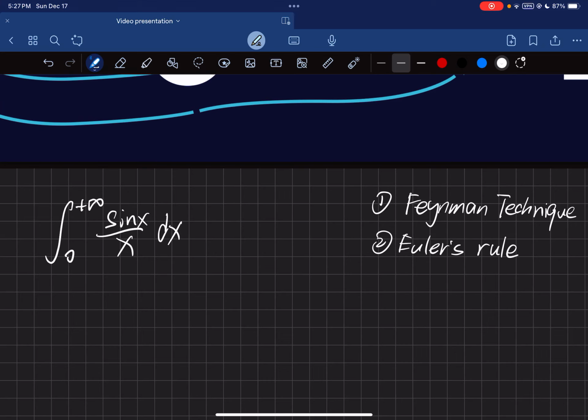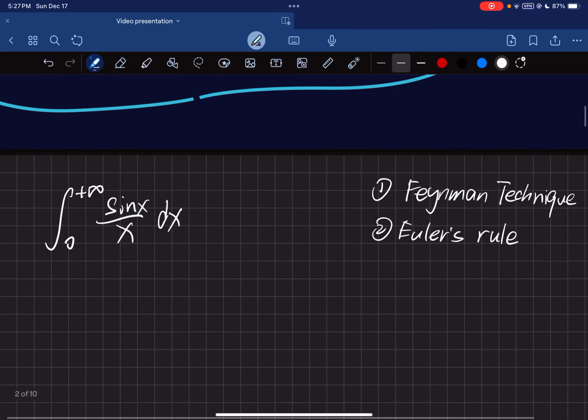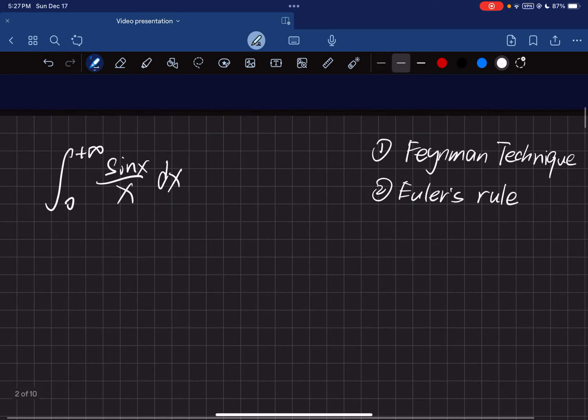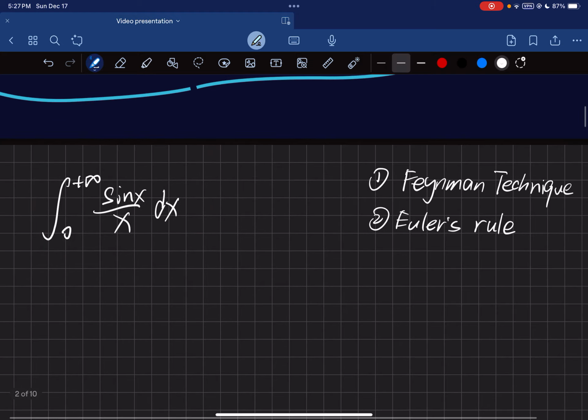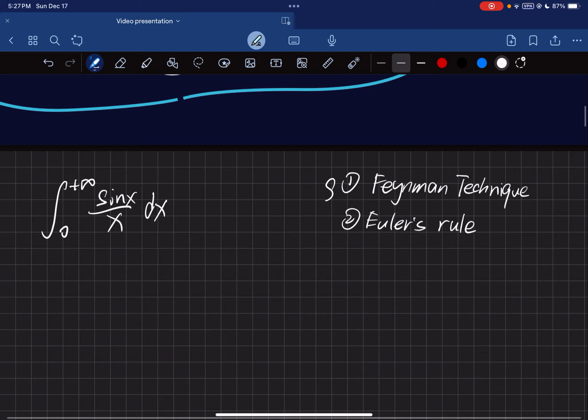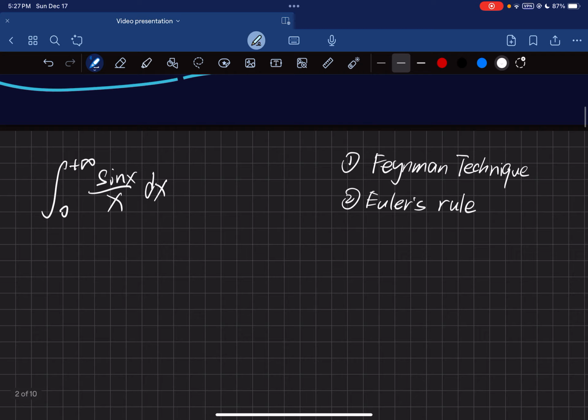Hello everyone, today we're going to talk about the application of the Feynman technique and Euler's rule in real applications. It's about how we use it to solve this equation. It is rather tricky because this integral is improper. These two methods are what we're going to use today. And now we move on to the equation itself.